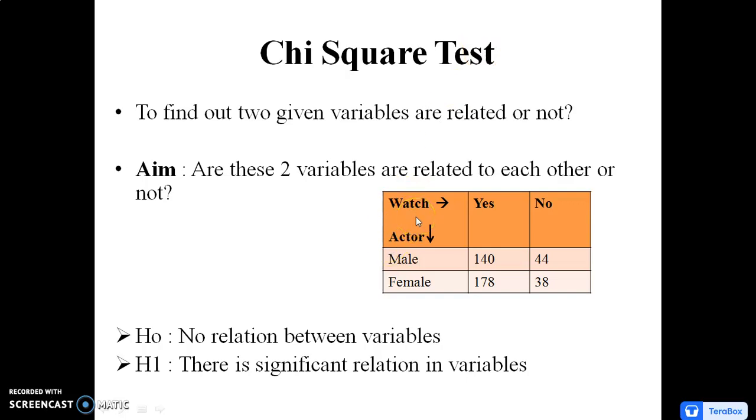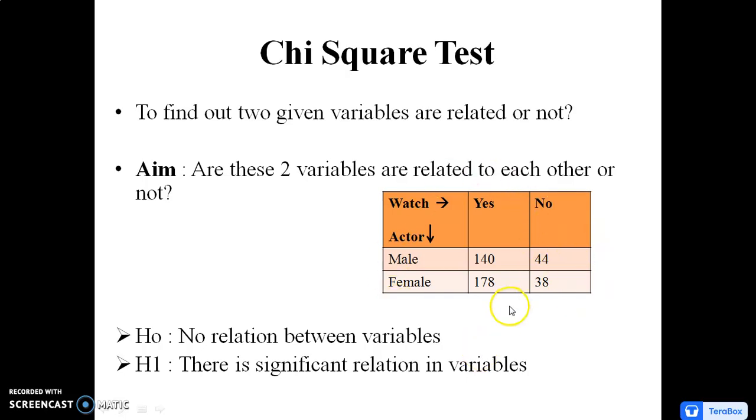The movie is watched if the actor is male, the count is 140. The movie is not watched if the actor is male, the count is 44. The movie is watched if the actor is female, the count is 178, and the movie is not watched if the actor is female, the count is 38. Based on this, we have to relate watching the movie and the actor, to see whether these two variables are related to each other or not. To find this out, we use chi-square test.